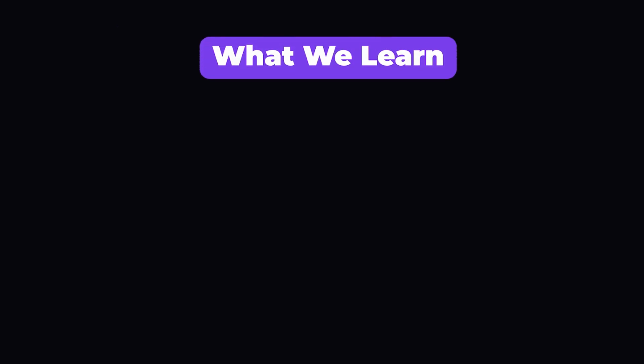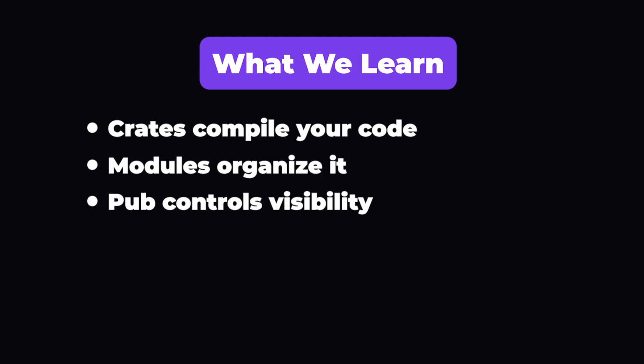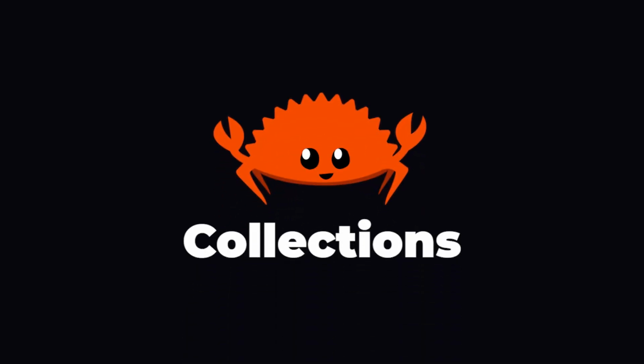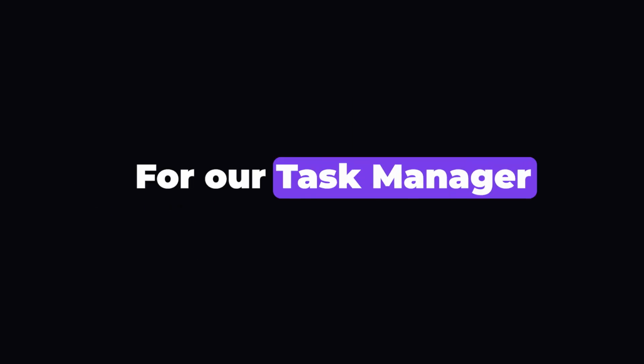So what have we learned? Crates compile your code, modules organize it, pub controls visibility, use shortens paths, and your files mirror your module tree. That's the whole playbook. Next time, we're going to do collections. We're going to talk about the vector, string, and hash map power-ups for our task manager. Well, see you there.